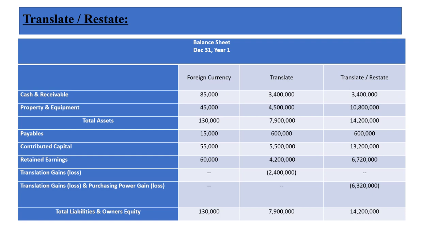After translation, we have to restate, times the current price index over the historical price index. Monetary items will not be adjusted. Cash and accounts receivable are the same amount. Payables are the same amount. Property, plant, and equipment, contributed capital, and retained earnings are multiplied by the current price index over the historical price index. The result is 63, total assets equal 14,200,000. The difference between total liabilities and owner's equity and the other amount is 6,320,000.